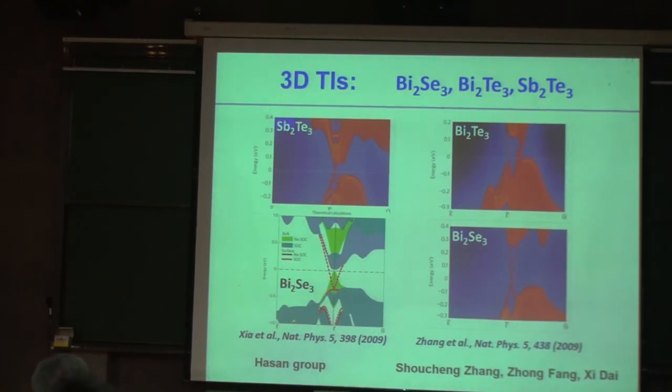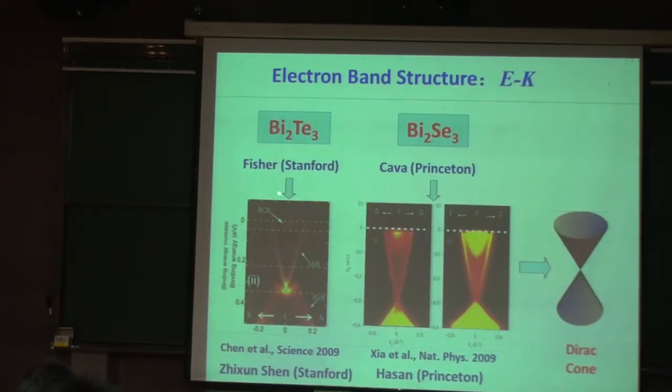Since bismuth selenide and this series have a very well-defined composition, 2 to 3, group 5 and group 6, that means this is a thermally stable material. We can prepare the compound by standard MBE. So after the theoretical prediction, two groups immediately realized this and demonstrated the simple Dirac cone due to the spin orbit coupling. I just showed the results from the Stanford joint collaboration, Professor Fisher's group and Professor Shen's group.